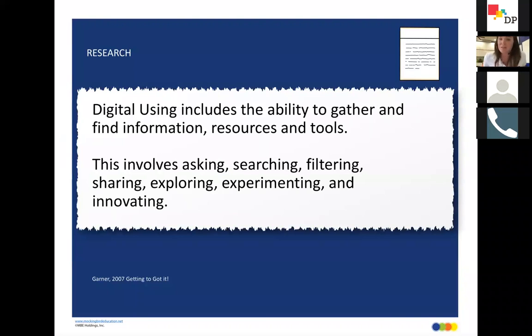Digital using includes the ability to gather and find information, resources, and tools. So to be a user, we have to be comfortable and familiar with tasks like searching for information, being able to filter information, share information with other people, explore, experiment, and innovate. So that when we're talking about using, it's not just turning on and clicking, but it's being a fluid user where I know, oh, I can go look over here, I can use this over here, I can filter my responses a little more clearly, I understand how all these elements work together.